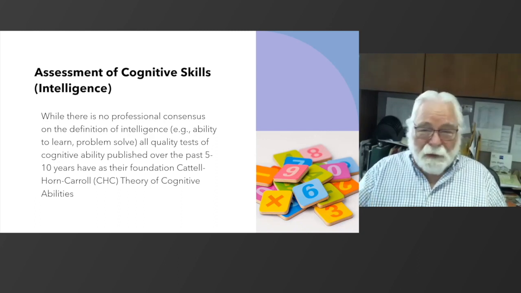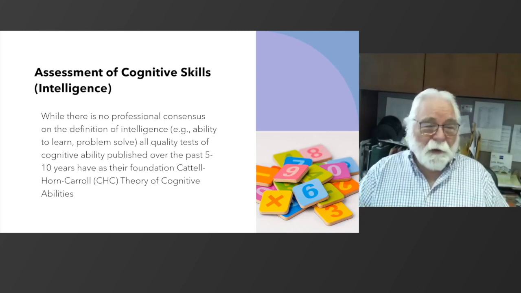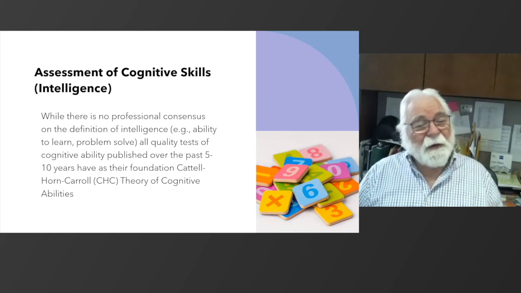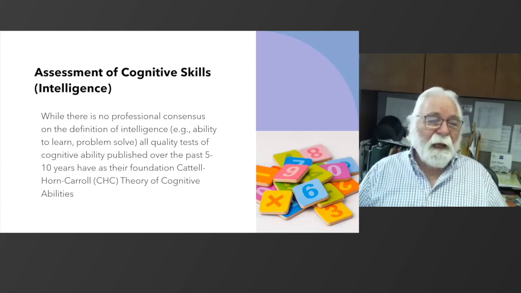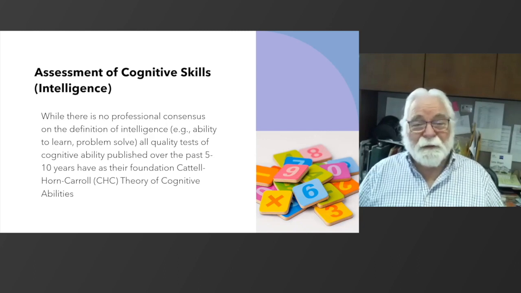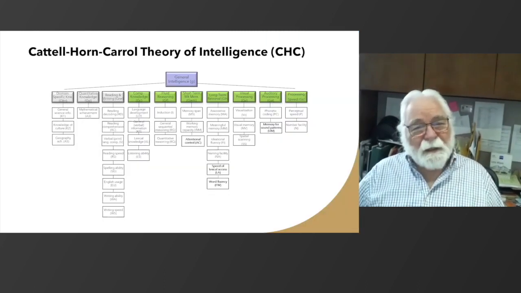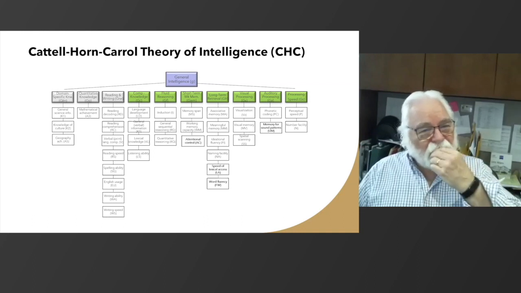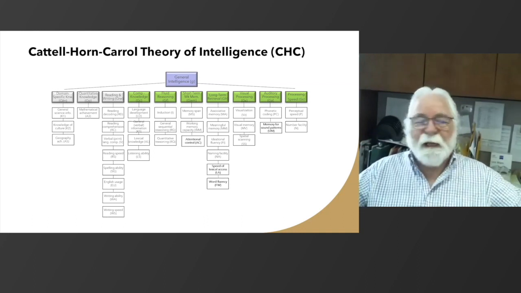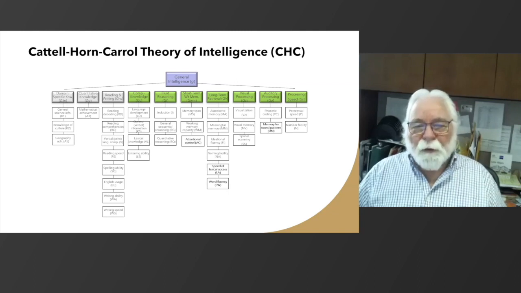However, intelligence is not something we can lick or touch or put our finger on, and so it's a construct or a theory. And so I want to mention that over the past 5 to 10 years, every cognitive test that has been published has the Cattell-Horn-Carroll theory of cognitive abilities as its foundation. And so this is what that looks like. What that theory says is that when we're alive and breathing and we're engaged in any kind of cognitive activity, we have this general intelligence at play. But depending on what we're doing, some other skills come into play.